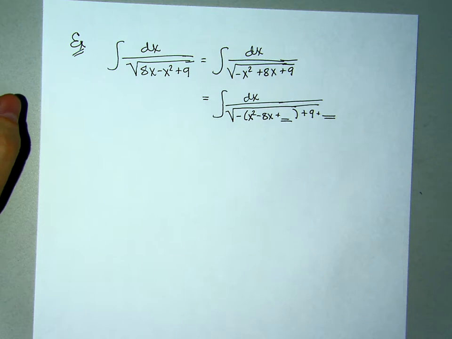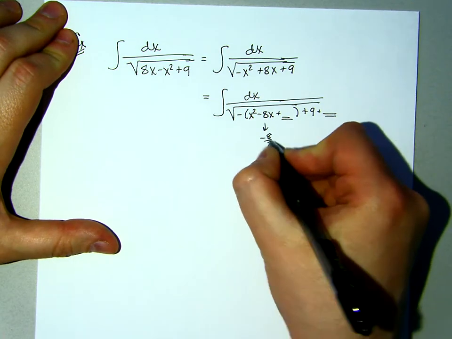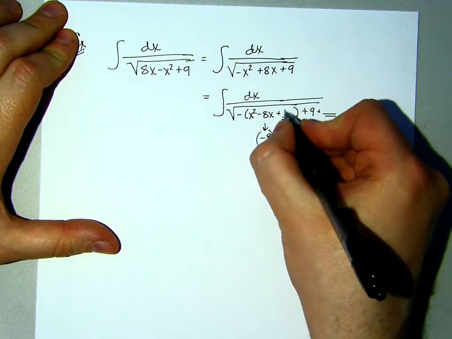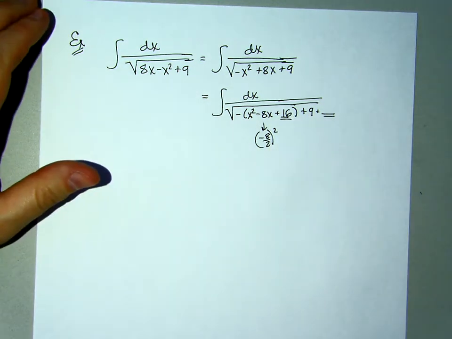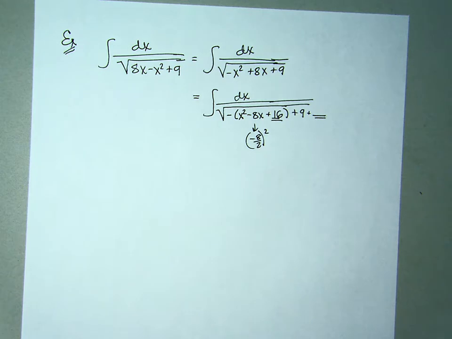I need to figure out a number that I can add in here to complete the square. How would I figure out that number? What did we do in the tangent problem? It's going to be the same idea. Where's that coming from? Half the middle term squared, that's negative 4 squared, that's 16. I'm not going to subtract 16 on the other side.